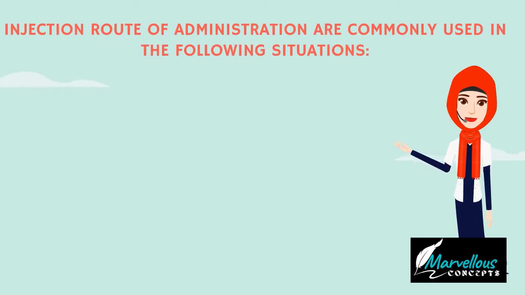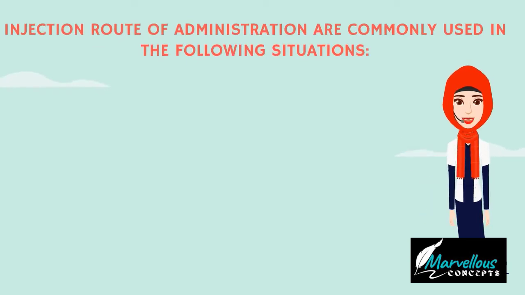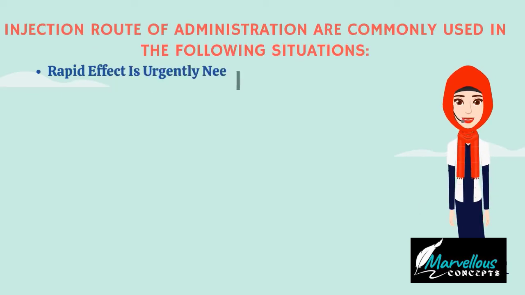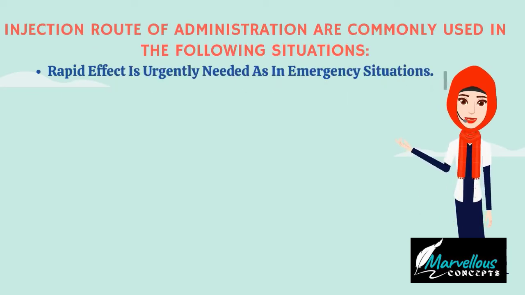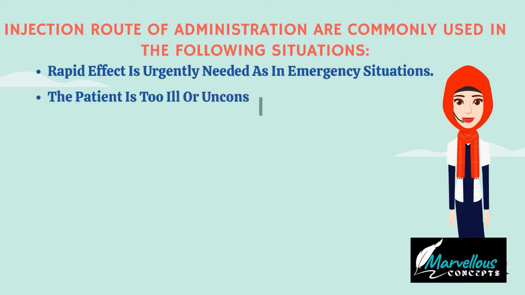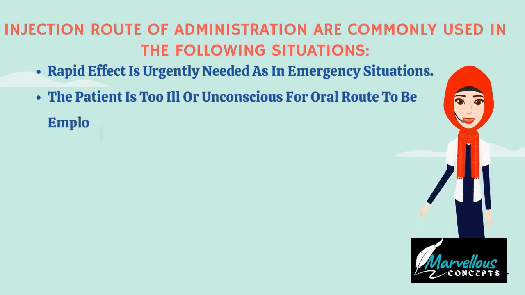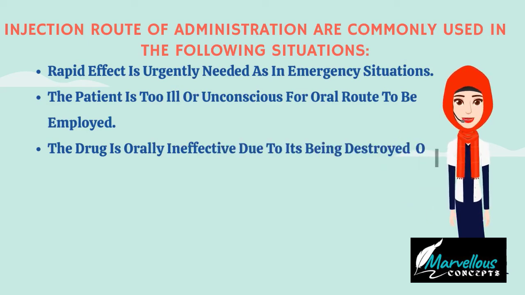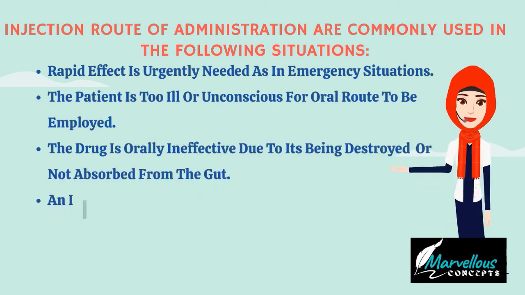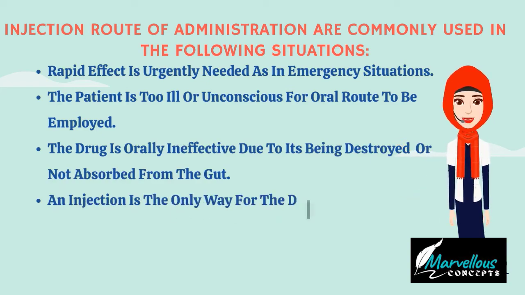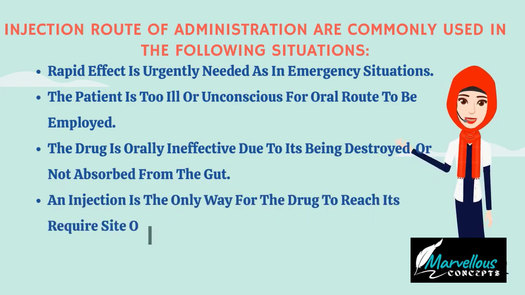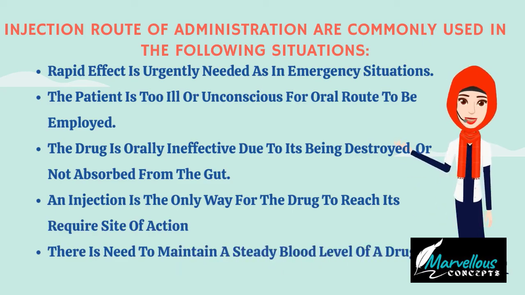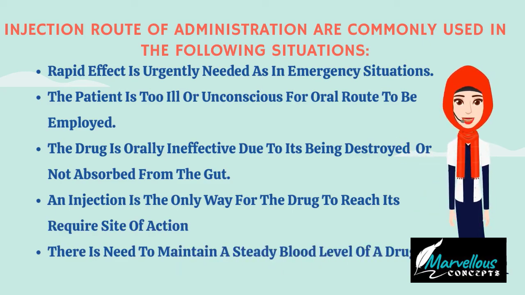Injection routes of drug administration are commonly used in the following situations. If rapid effect is urgently needed, as in emergency situations, or if the patient is too ill or unconscious for the oral route to be employed. If the drug is orally ineffective due to its being destroyed or not absorbed from the gut, or if an injection is the only way for the drug to reach its required site of action, or if there is a need to maintain a steady blood level of a drug.